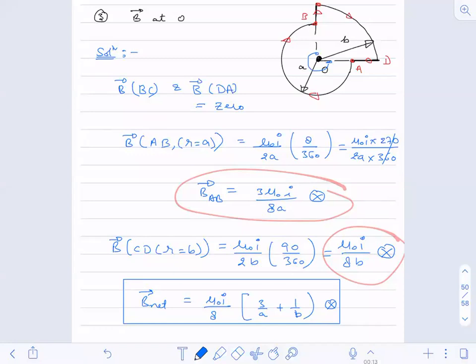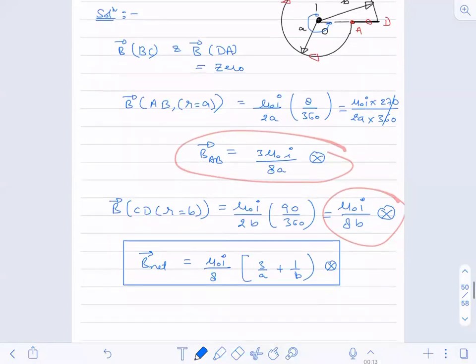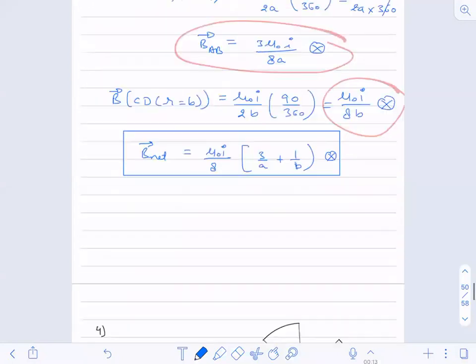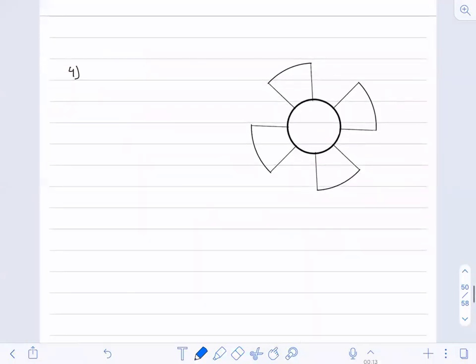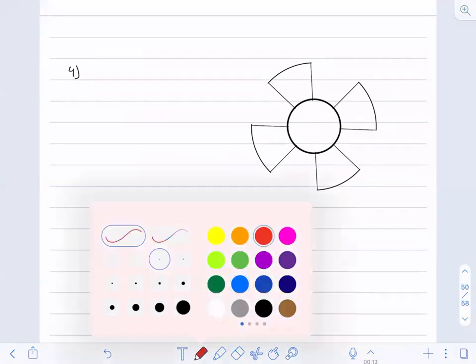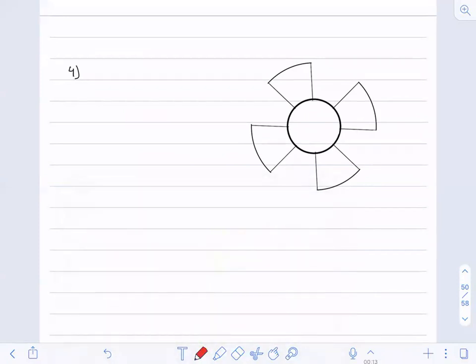Okay. So if you have understood this, this is a similar question. Let me tell you about this. I'm not going to do this. This will be your homework question.